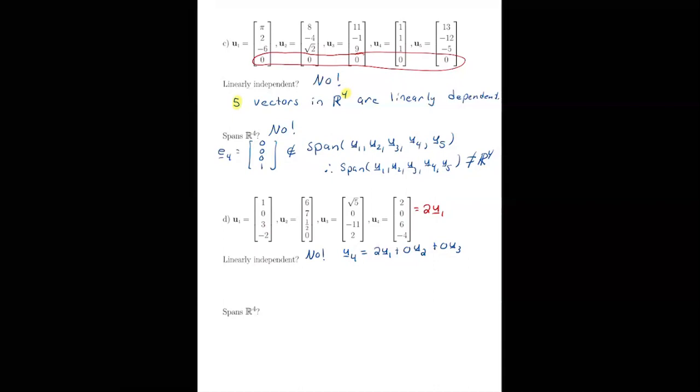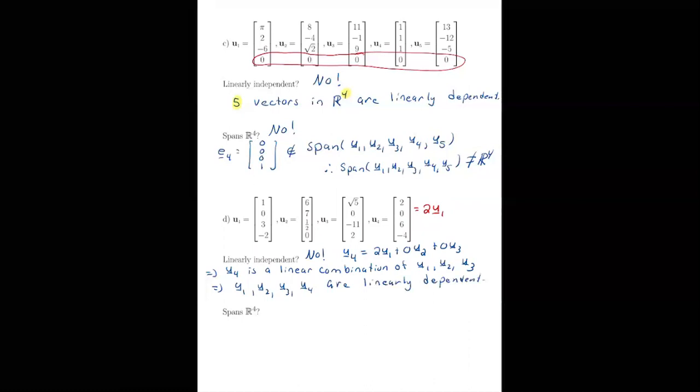And so what does this tell us? Let me write that down again. This says that u4 is a linear combination of the vectors here, u1, u2, and u3. And so this tells us, using one of the facts on the previous page, that the set u1, u2, u3, and u4 are linearly dependent.